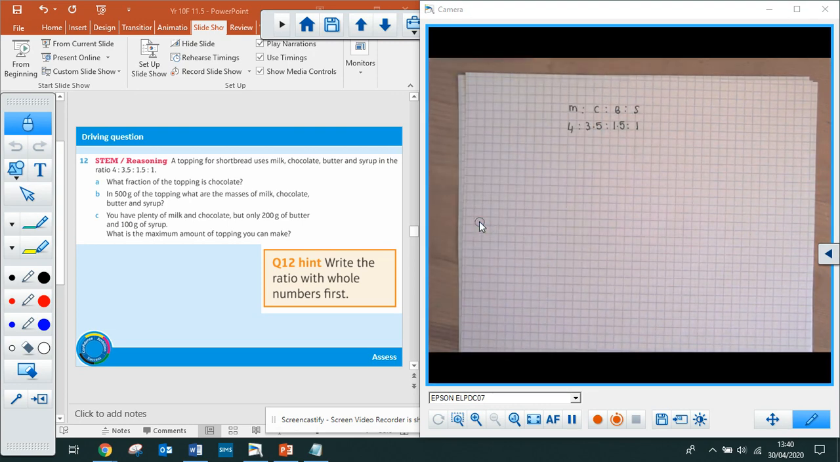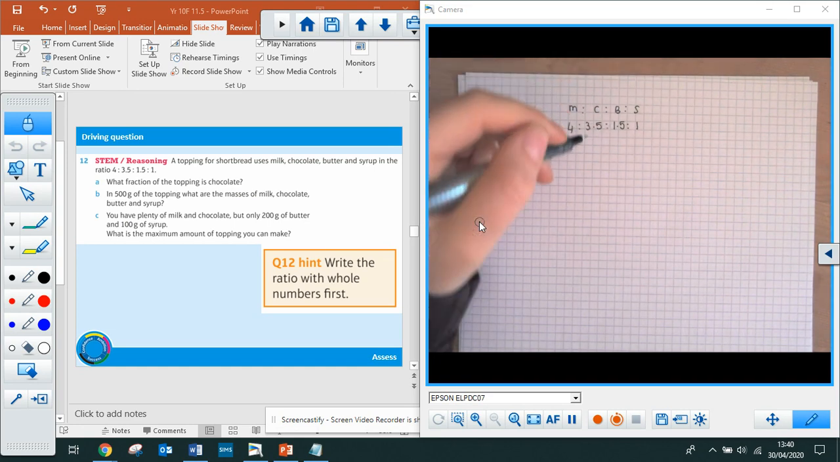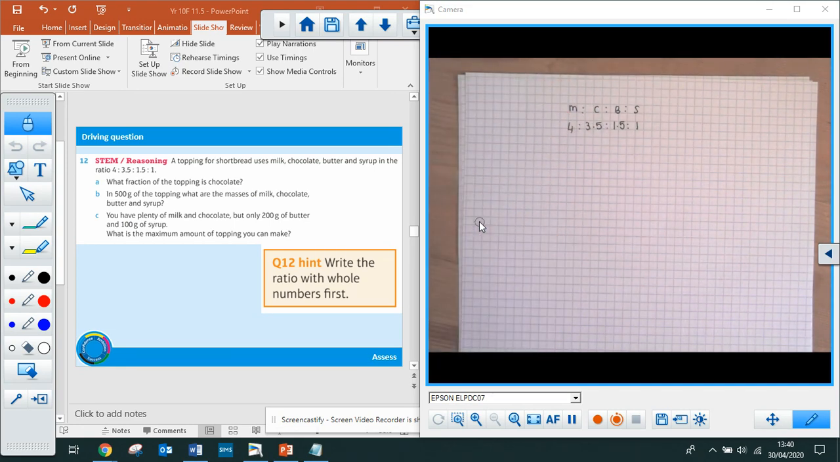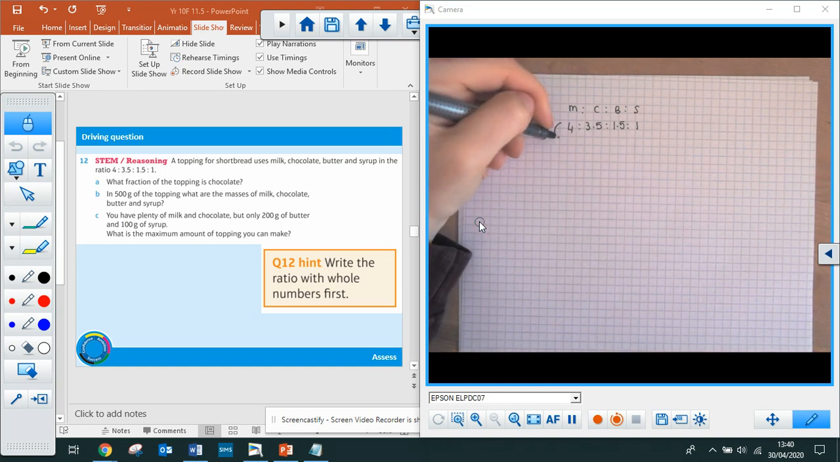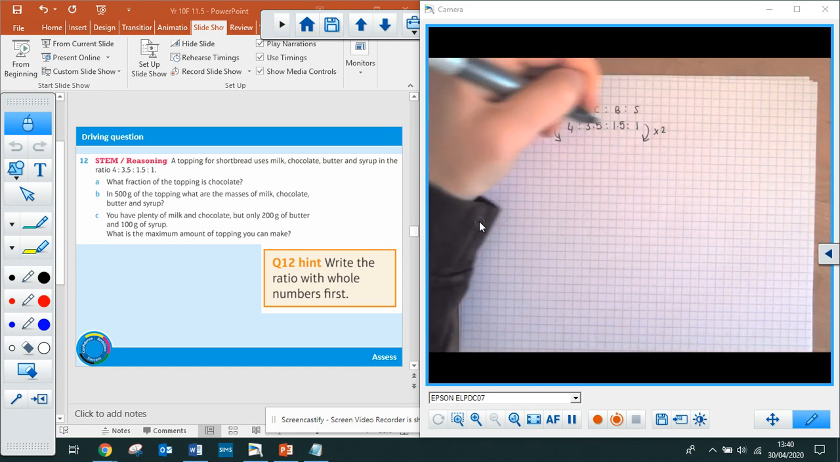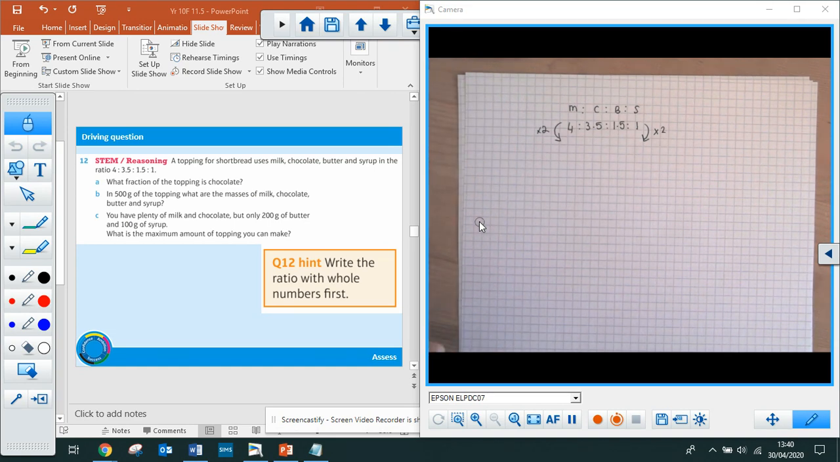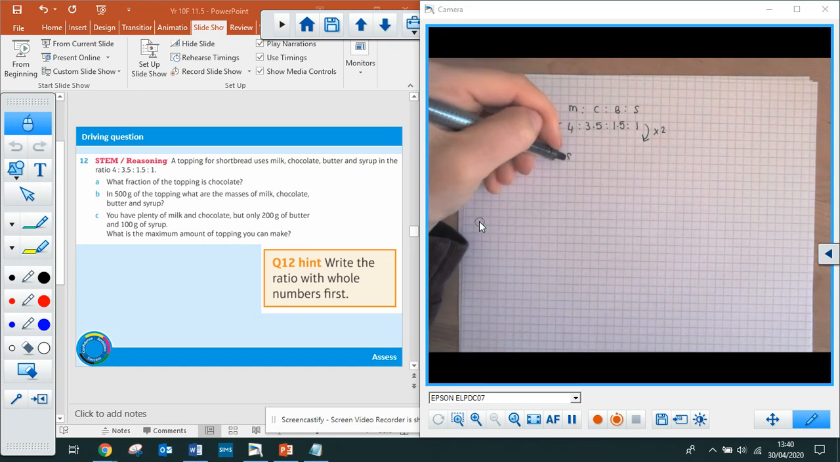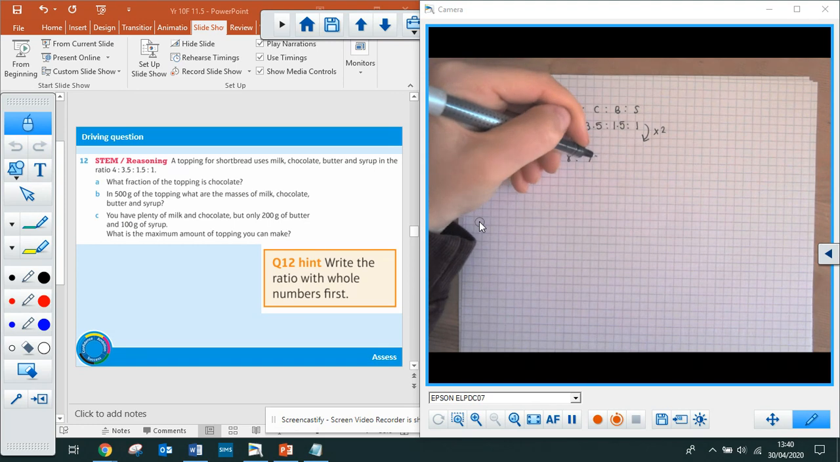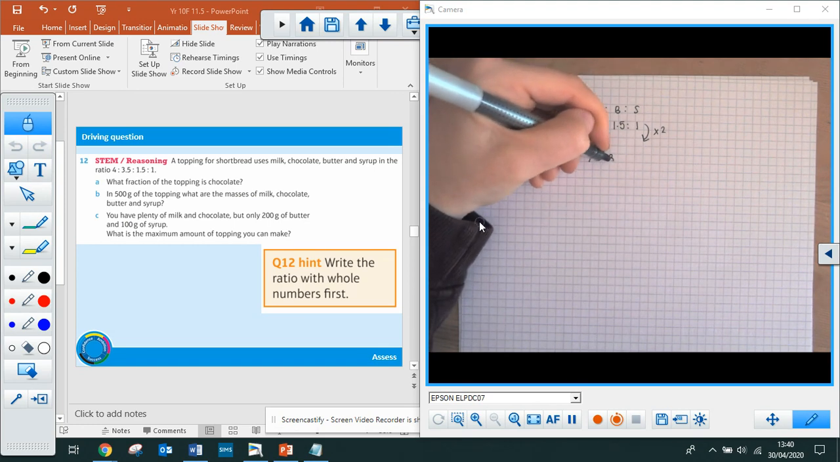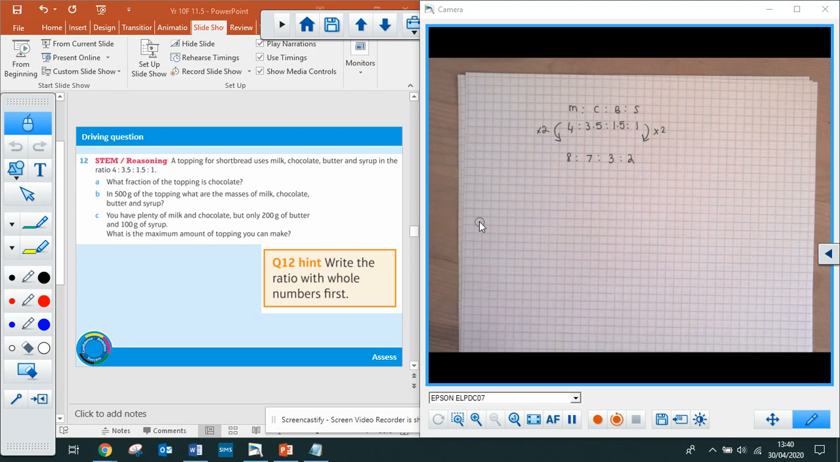My question says, what fraction of the topping is chocolate? Well, before we can work that out, we need to get it in its simplest form. We need to get rid of our decimal numbers. As we've only got 2 decimals and they both end in 0.5, I know I can multiply by 2 to get rid of my decimals. So I'm going to multiply them all by 2, so it's an equivalent ratio. 4 times 2 is 8, 3.5 times 2 is 7, 1.5 times 2 is 3, and 1 times 2 is 2. Okay, so my ratio is 8 to 7 to 3 to 2.